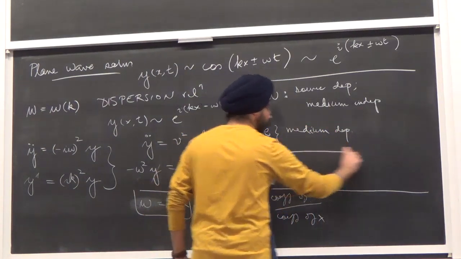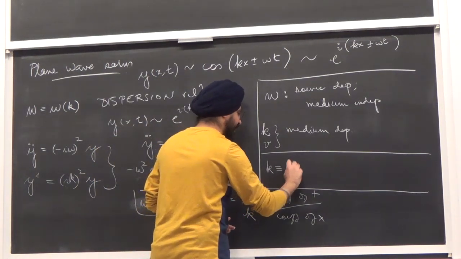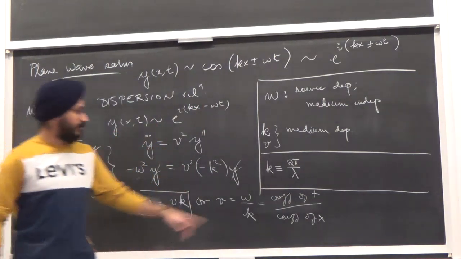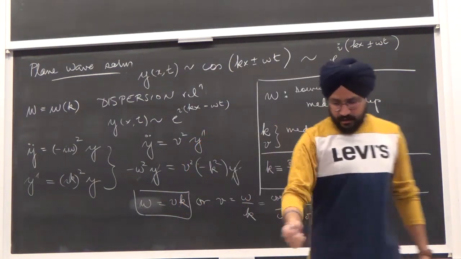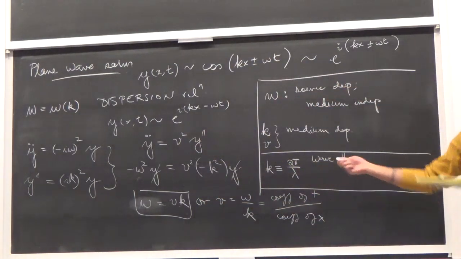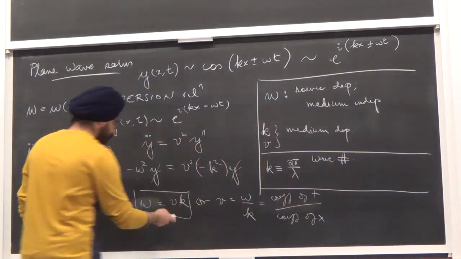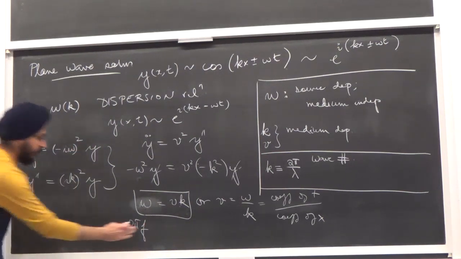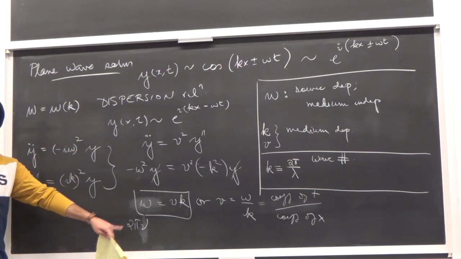And then some more notation. We call k the wave number, and it's defined as 2 pi over the wavelength of the wave. That's how you connect omega with speed and the wave number. If you plug everything back in, omega is 2 pi times the usual frequency f, I should call it nu, because I already have an f there. So 2 pi nu, where nu is the frequency in hertz.